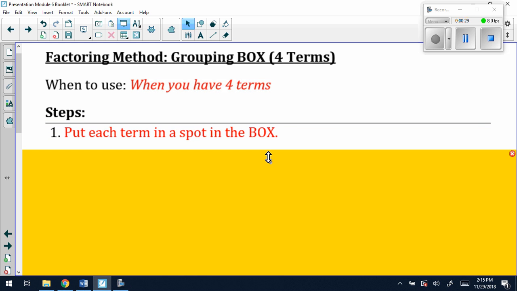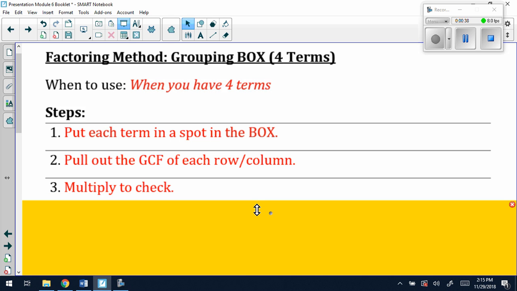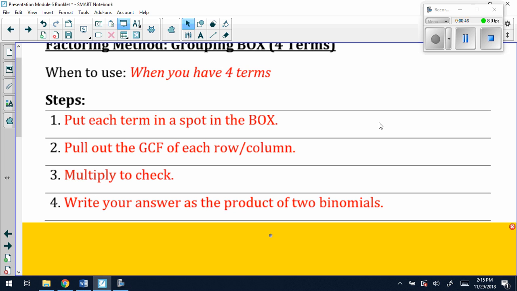You're going to start by putting each term in the spot in the box. We'll talk about which ones go where. We're going to pull out the GCF of each row and each column. We're going to do a quick remultiply to check. And then we're going to write our answers as the product of 2 binomials. Basically, we are filling in the inside of the box. We are pulling out the GCF to get the outside of the box. And we write our answer, which is the 2 binomials on the outside of the box.